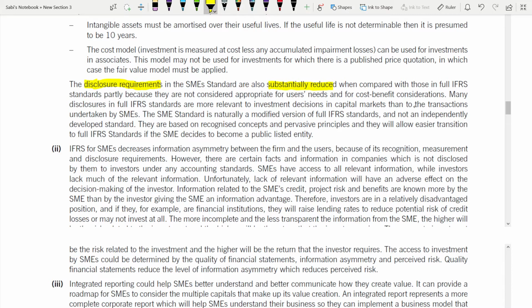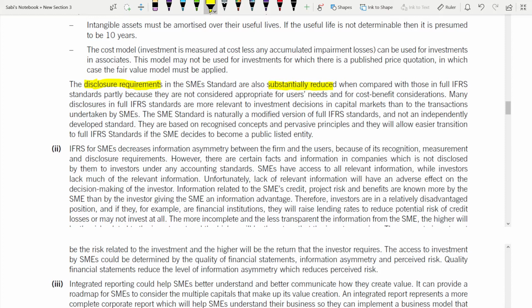We know when there is no relevant information, even an investor cannot make a good decision. So information related to the SME's credit, project risk and benefits is known more by the SME than by the investor, giving the SME an information advantage. What is their credit? What is their project risk? What are the benefits? Who knows this? The SME will know this more than the investor. Therefore, investors are in a relatively disadvantaged position.